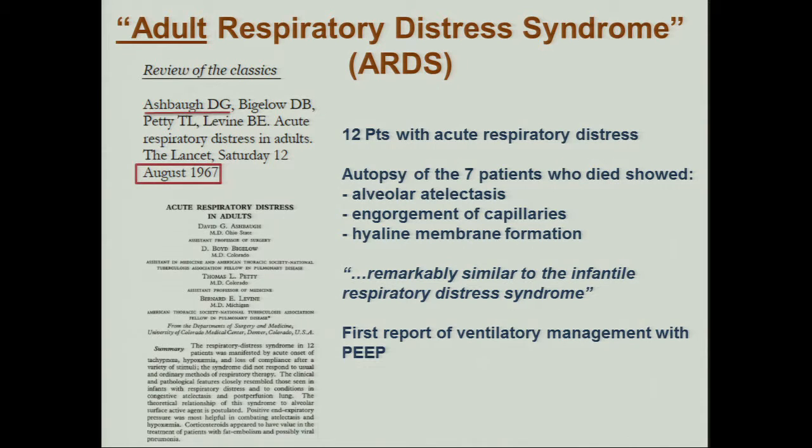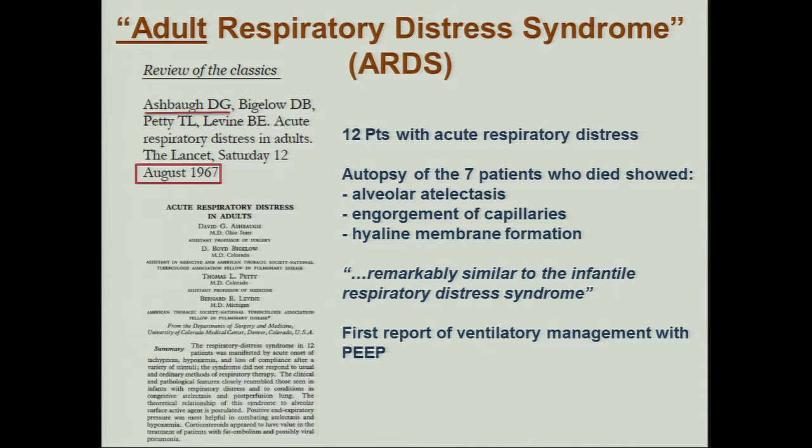The term ARDS was actually coined in 1976 by a physician called David Ashbaugh, who was at The Ohio State University at the time. And he described in Lancet a sequence of 12 patients with acute respiratory distress. For him, ARDS actually stood for adult respiratory distress syndrome. Out of these 12 patients, 7 died.